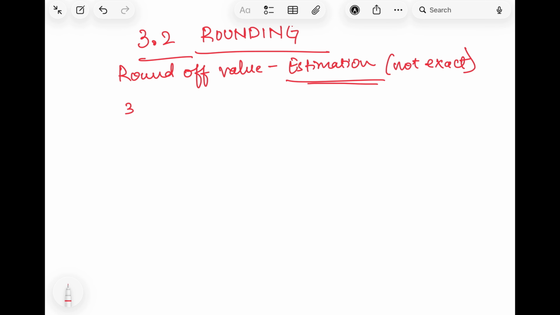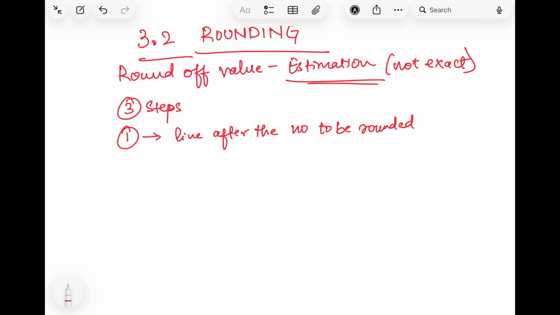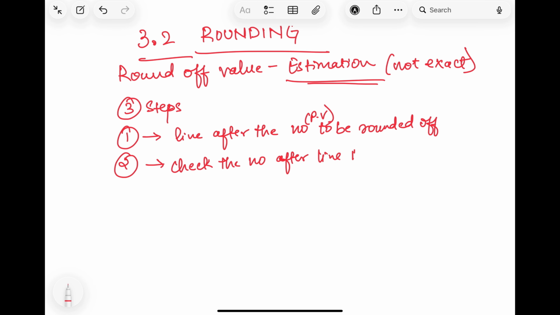We follow three simple steps. Three steps to round off. First step is we put a line after the number, or the place value of the number, to be rounded off. So we put a line after the place value of the number which is to be rounded. Second, we check whether the number after the line is 5 or more, or less.